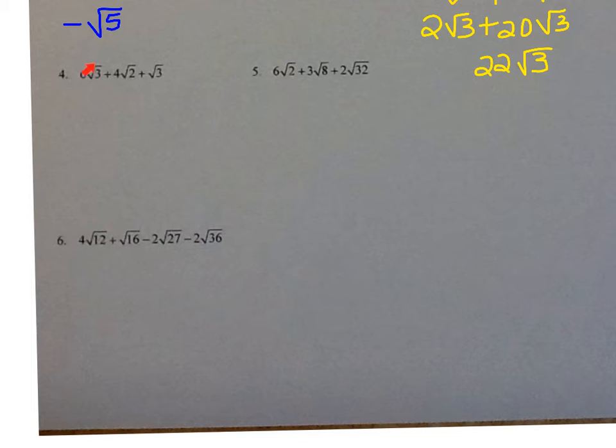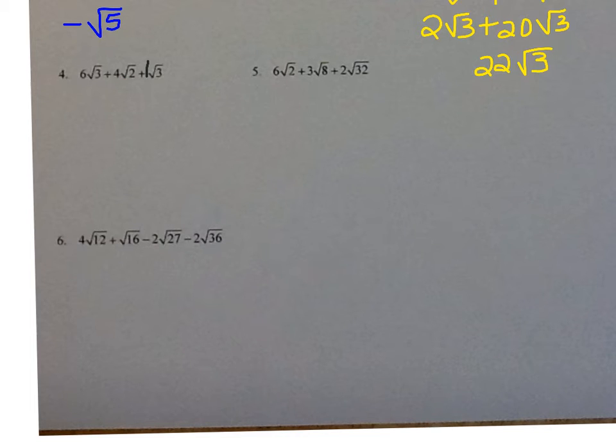So number 4 is 6 square root of 3 plus 4 square root of 2 plus the square root of 3. Now remember, that square root of 3 at the end is really a 1 in front, if there's no coefficient written. So now I have 3 things going on. I have a square root of 3 here and a square root of 3 here. Those I can add, but the square root of 2, I won't be able to add that middle term in. And we can't simplify the square root of 2.